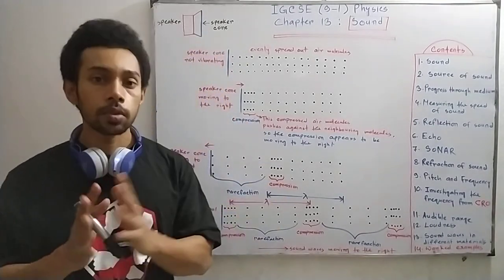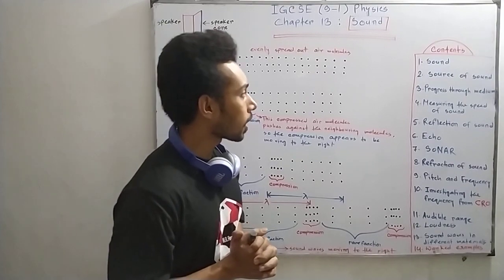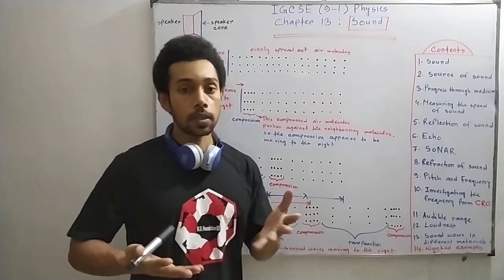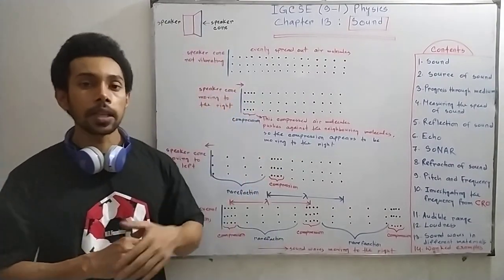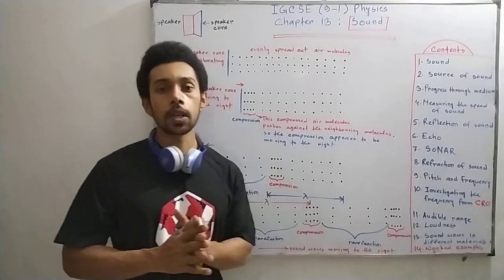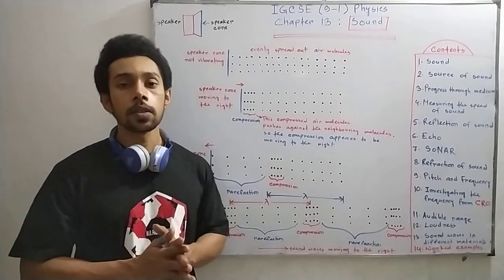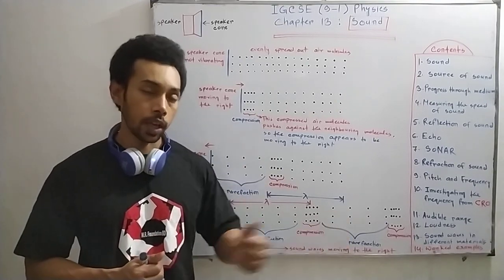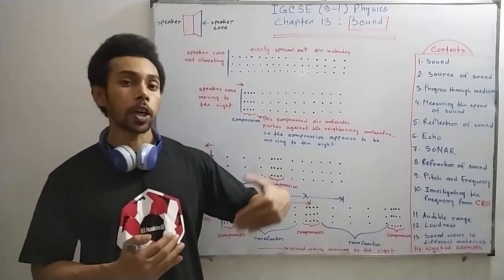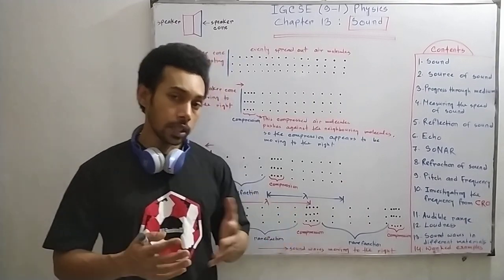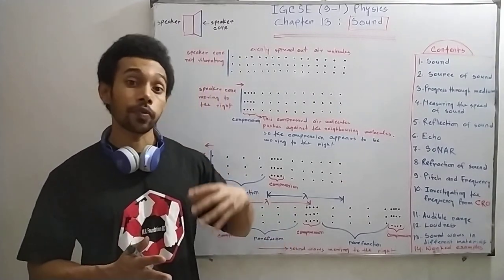First, we are going to describe and explain what sound is. For the IGCSE specification, you are supposed to write the definition of sound as: sound is a longitudinal wave. Sound is a longitudinal wave, and sound is also a form of energy.